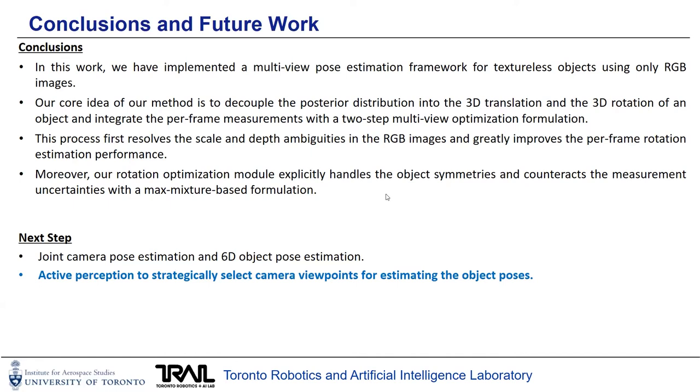For our next step, we have two directions we want to pursue. One is to build a full SLAM, which jointly estimates the camera pose and the object pose simultaneously. Another direction is that we want to strategically select the camera viewpoint so that we can estimate a reliable object pose using a minimum number of viewpoints.